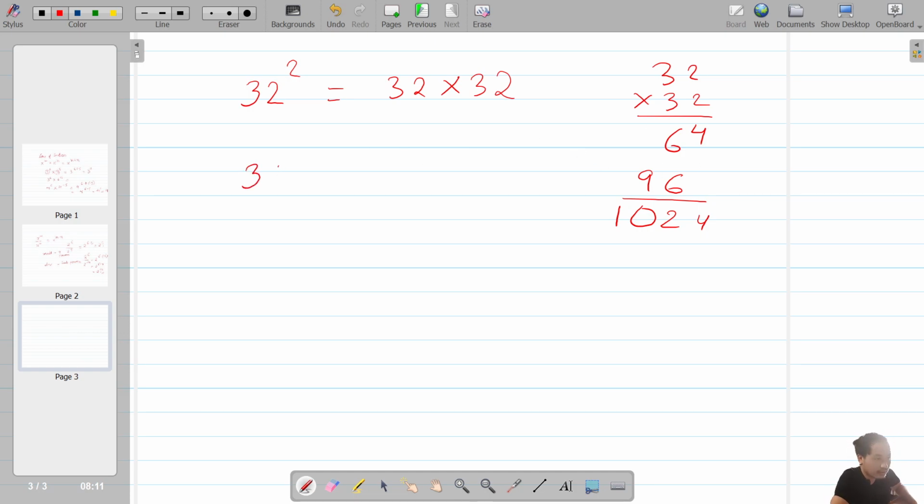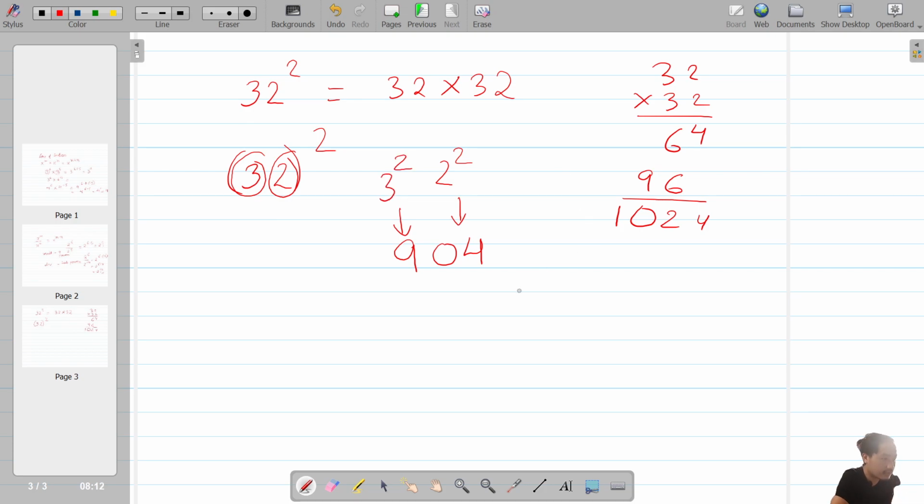Or you can do it using the formula or using the shortcut. So you take the ones digit. What is 2 square? 2 square is 4. Now it is single digit, so that's why I'm putting 04. Next, take this 3. What is 3 square? 3 square is 9. So 904.